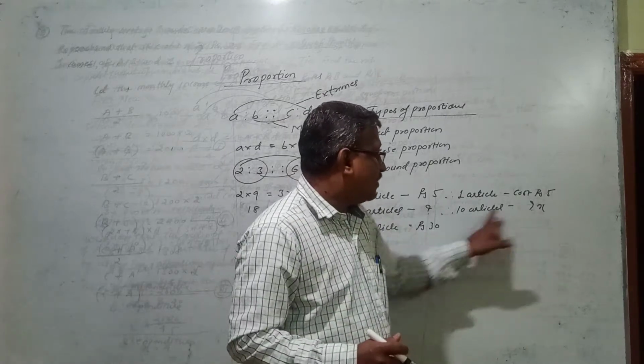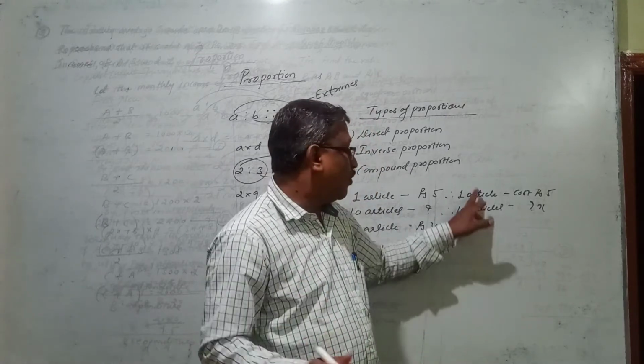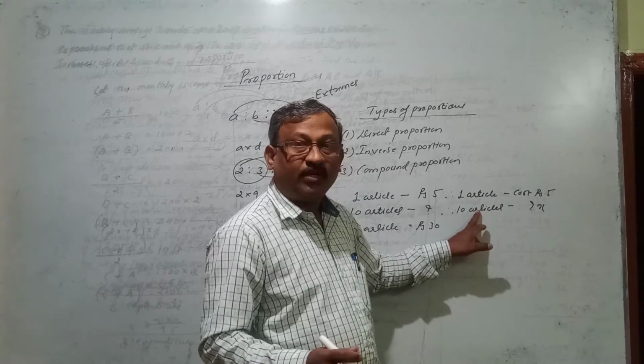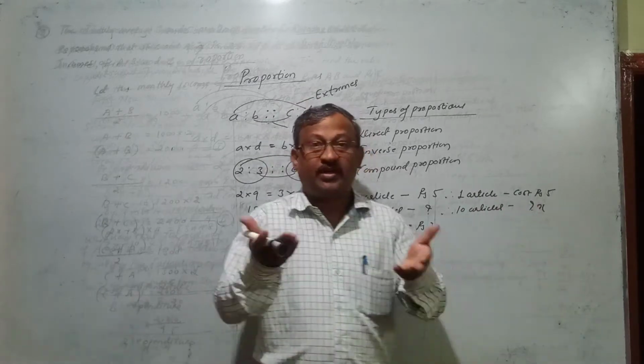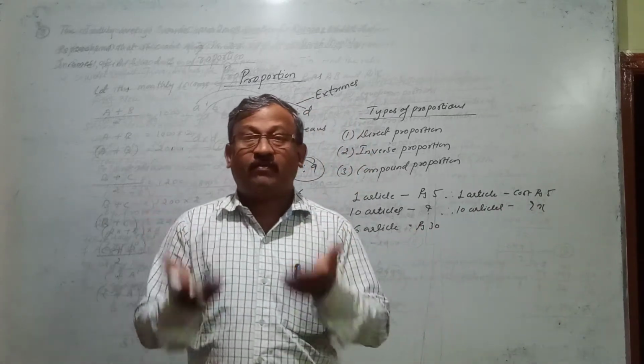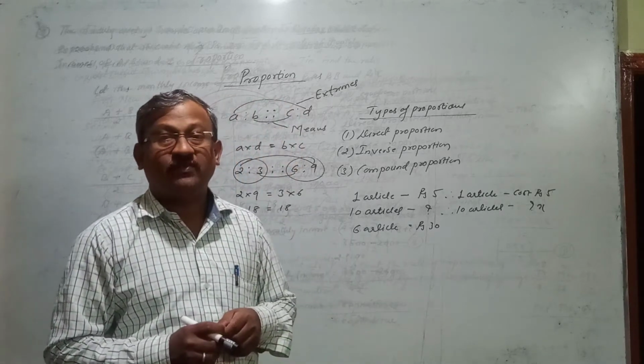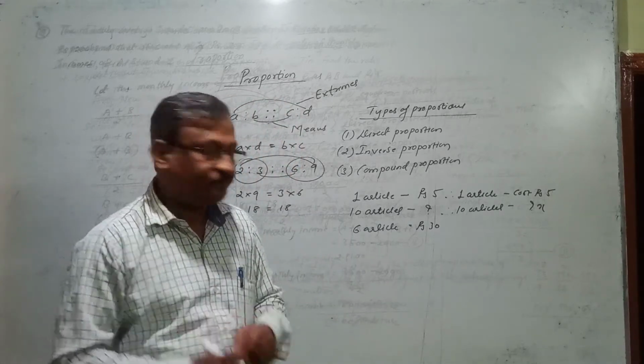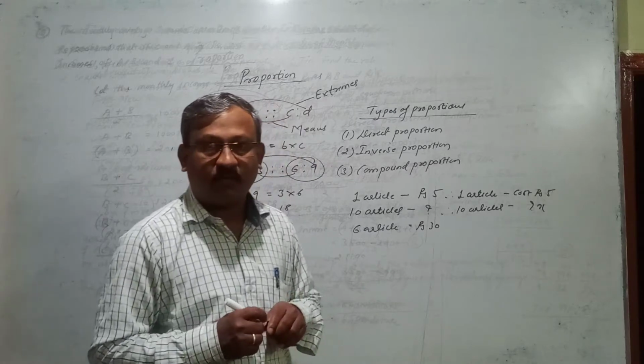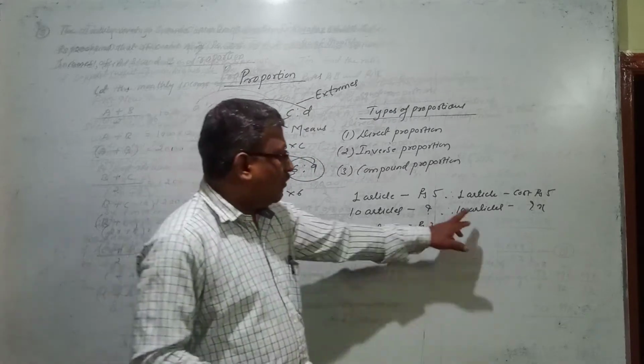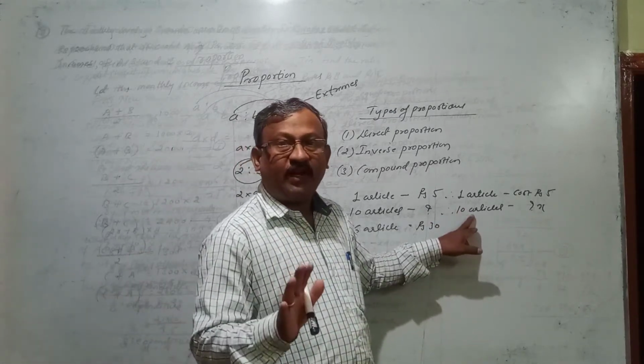So here, what is happening? Both are increasing. The number of articles has increased, and due to the increase in articles, my cost is also increasing. So when both are increasing or when both are decreasing, it is called which proportion? Direct proportion. And when the proportion is direct, how do we put the proportion? Now we know the number of articles is in direct proportion.